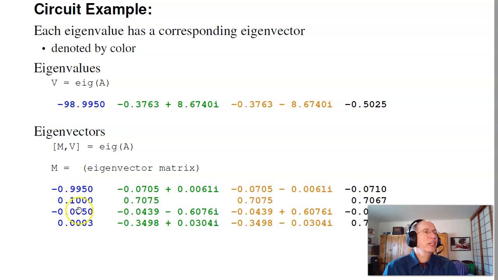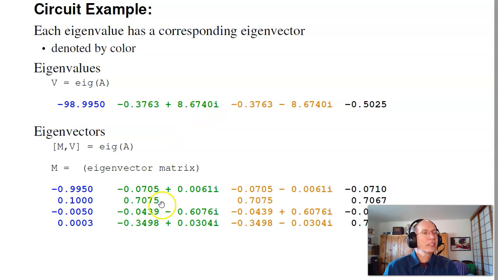So each eigenvalue has an eigenvector. For example, something decays as e to the minus 98t. The eigenvector tells you what behaves that way. So this is your I1, V2, I3, V4. If we make the initial condition primarily I1 and V2, that's going to decay as e to the minus 98t.